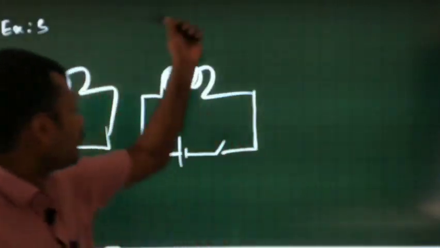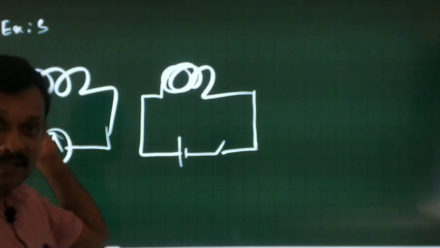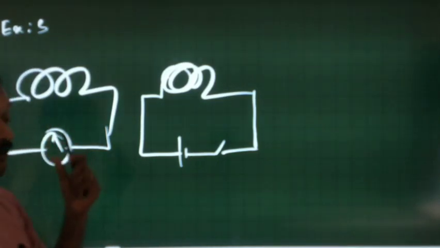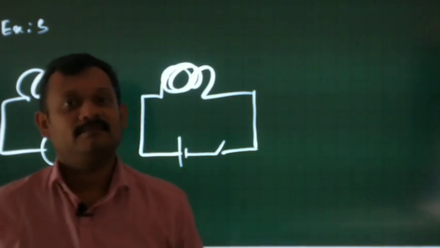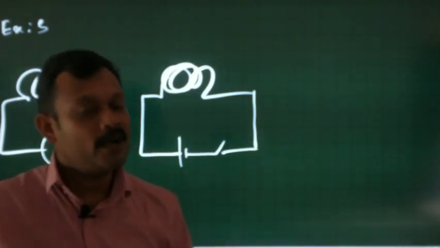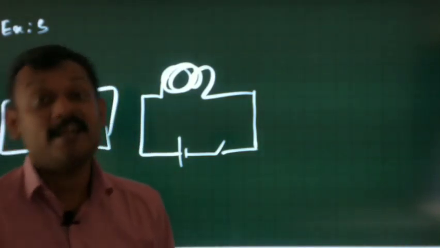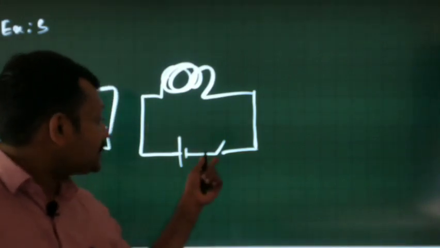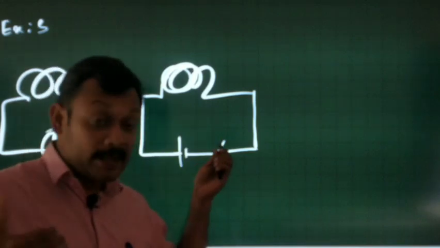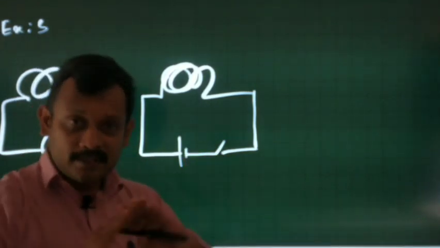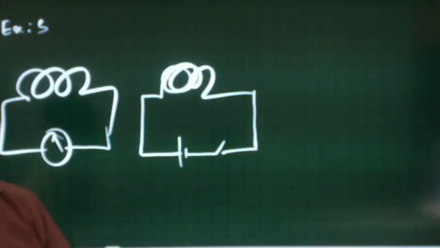And coming to the third observation, there was a momentary deflection in this coil when you just press the key as well as when you release the key. Momentary deflection. There was a momentary deflection when you press the key as well as release the key. As long as the key remains pressed for a long time, there is no current in the coil.